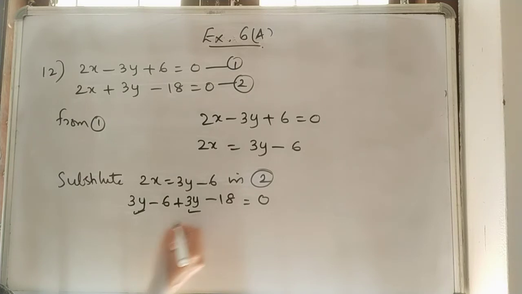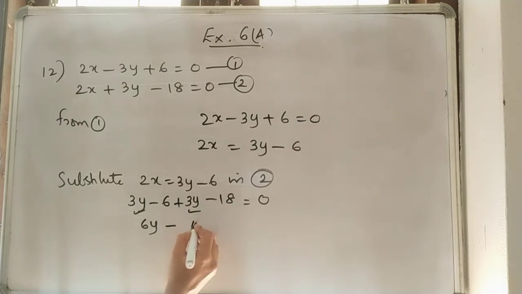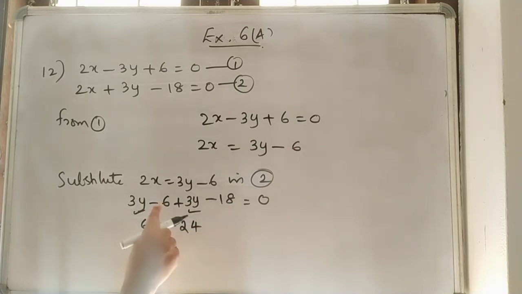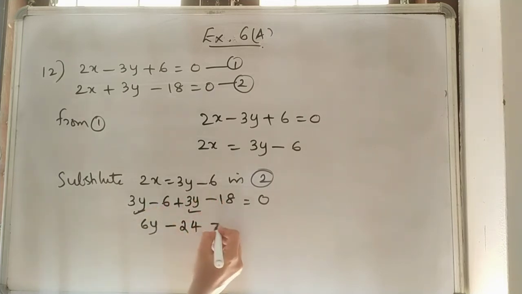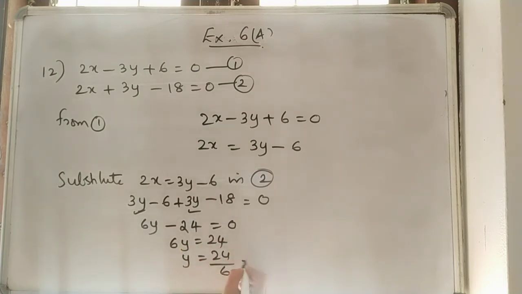So positive 3y plus positive 3y is 6y. Then minus 6 minus 18 will be negative 24. Both signs are negative, so add and put a negative sign, is equal to 0. So 6y is equal to 24, y is equal to 24 by 6. 6 4s are 24. So the y value we got is 4.